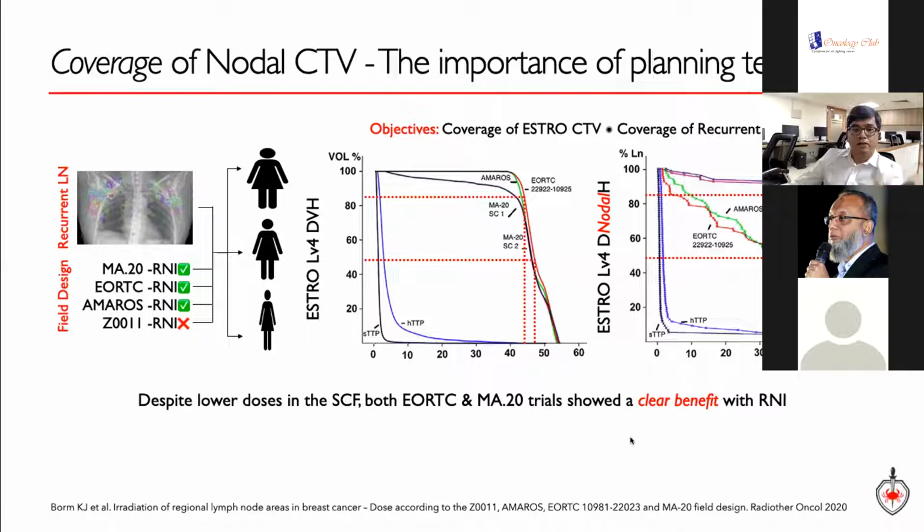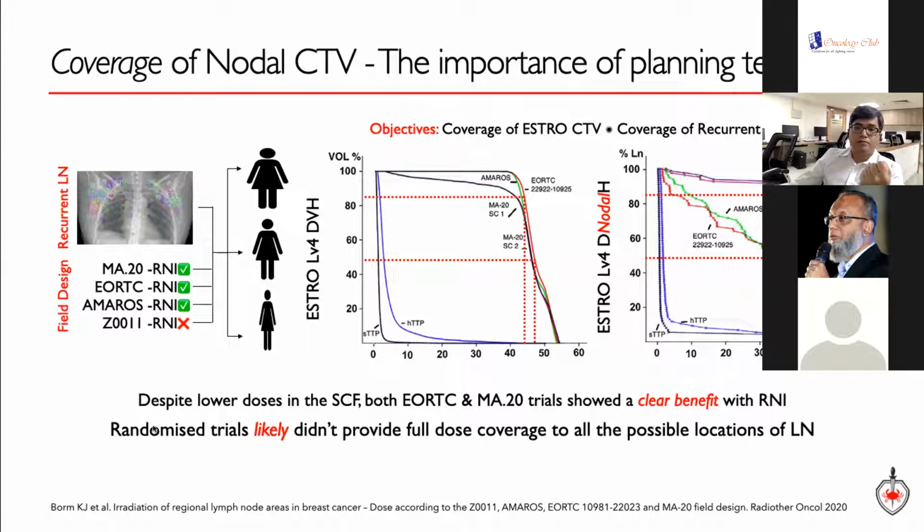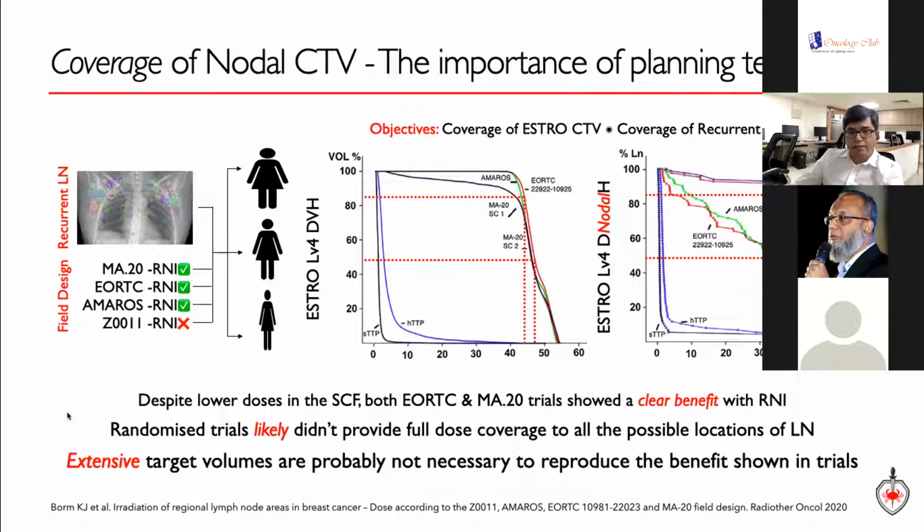But despite lower doses in the SCF as well as in the other nodal regions, in all of these trials, both the EORTC and the MA.20 trials showed a clear benefit with regional nodal irradiation. It is also likely, based on this analysis, that these randomized trials didn't provide full dose coverage to all the possible locations of lymph nodes, but they showed a clear benefit. So that probably leads us to conclude that extensive target volumes are probably not necessary to reproduce the benefits shown in these trials. If you have an early breast cancer patient and you want to cover all of the regions where they may have a nodal recurrence, that is probably not the best idea, because based on this, you will be adding a lot of toxicity.